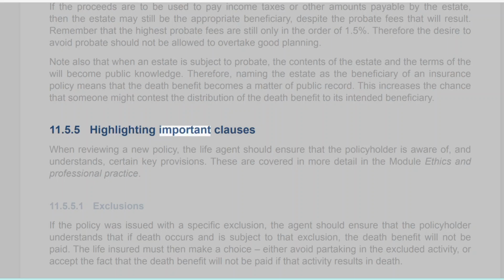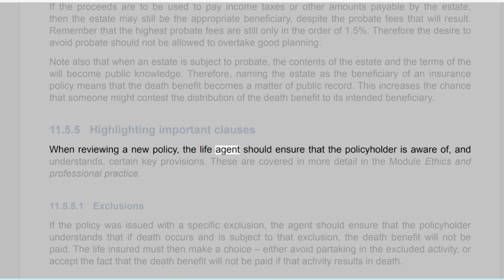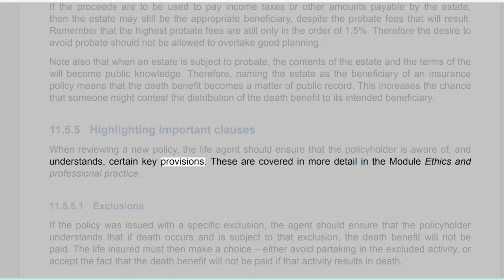1.5.5 Highlighting important clauses. When reviewing a new policy, the life agent should ensure that the policyholder is aware of, and understands, certain key provisions. These are covered in more detail in the module Ethics and Professional Practice.